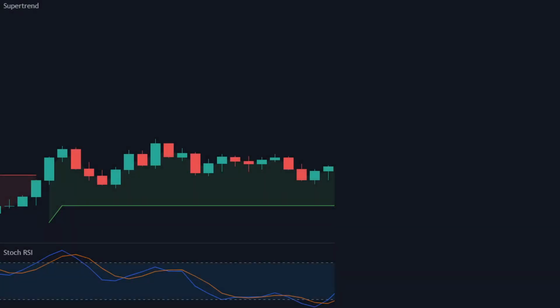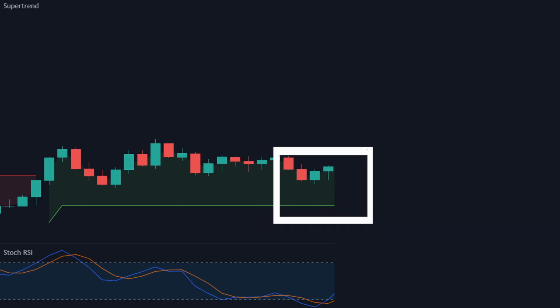This time we have our second buy trade entry. As we can see on our screen, the Stochastic RSI just crossed over here. Then the crossover happened below the blue area. Then the price is above Supertrend. It's our time to enter a long trade again.